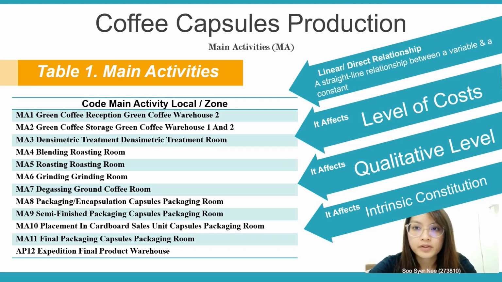This table shows a set of activities that are known as the main activities by their importance and influence in the production process of the capsule coffee production.